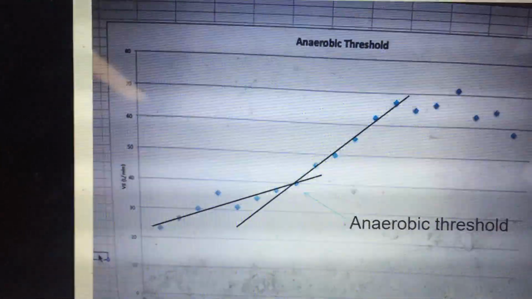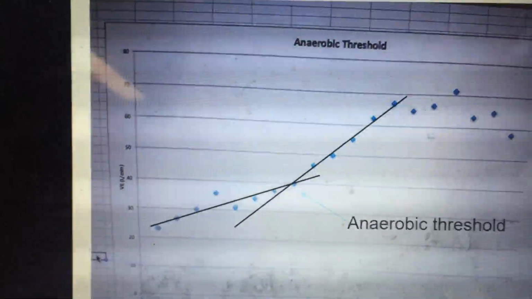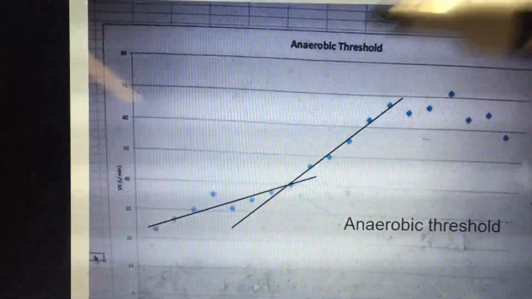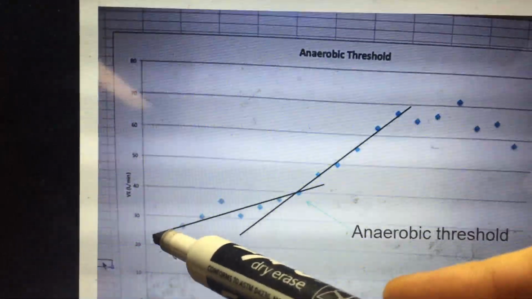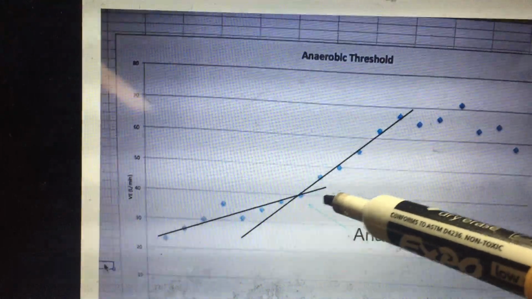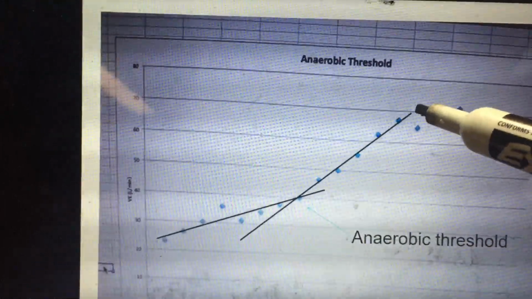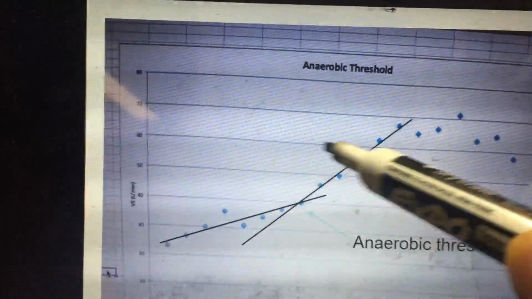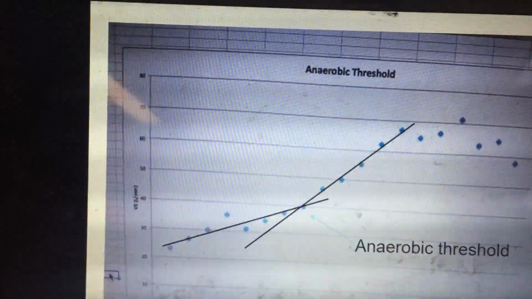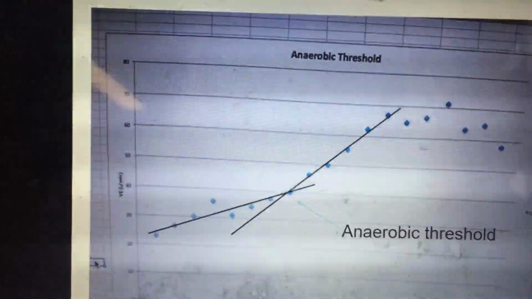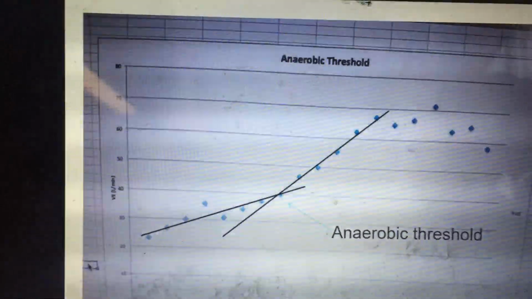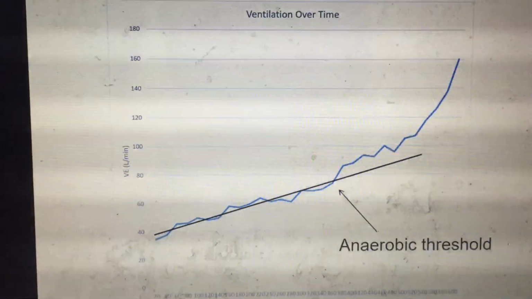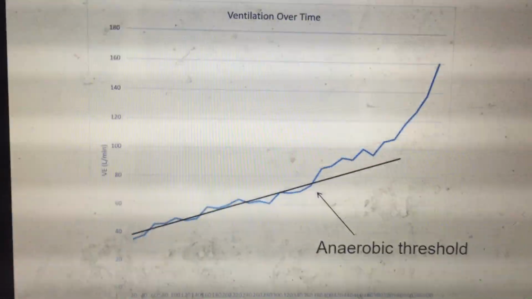To find the anaerobic threshold, it's the point at which your ventilation starts to increase dramatically. What I've done is I've drawn a linear line through these first set of data points, and then another line through that second set, and where those two lines intersect is your anaerobic threshold. So that's one way you can try to determine your anaerobic threshold. So this is for Lab 7. A second way, so I've taken other data and plotted it on this graph.